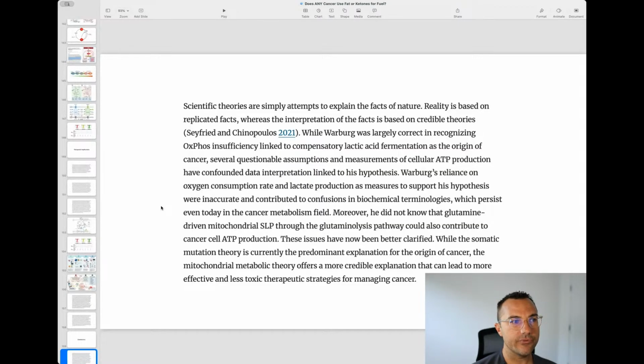While the somatic mutation theory is currently the predominant explanation for the origin of cancer, the mitochondrial metabolic theory offers a more credible explanation that can lead to more effective and less toxic therapeutic strategies for managing cancer.